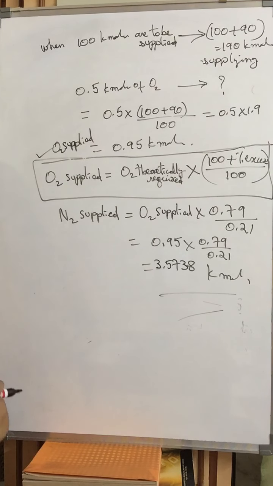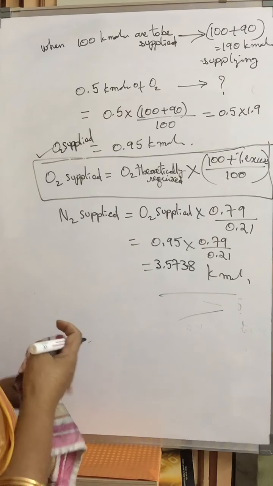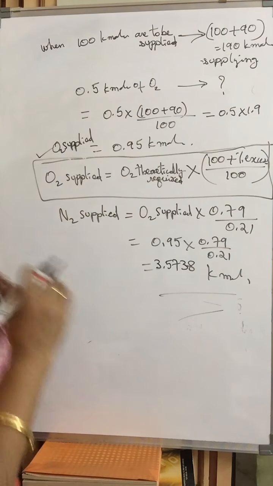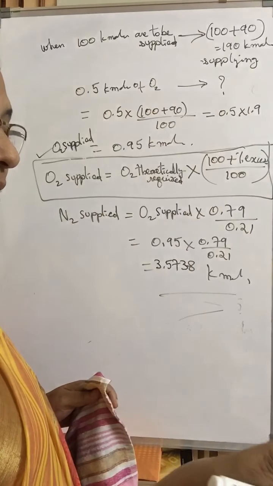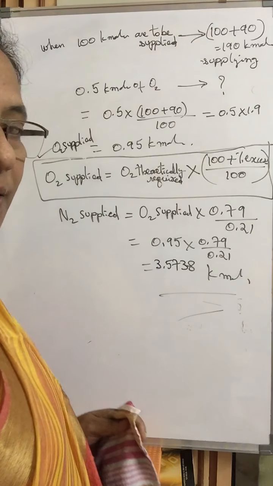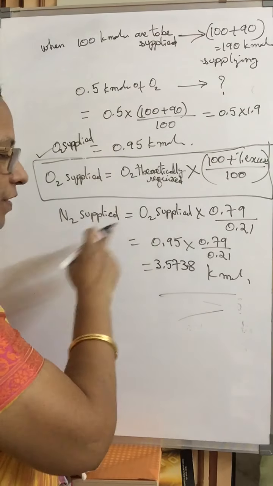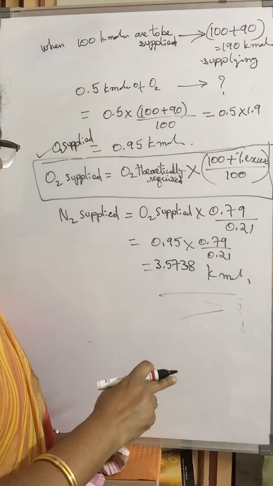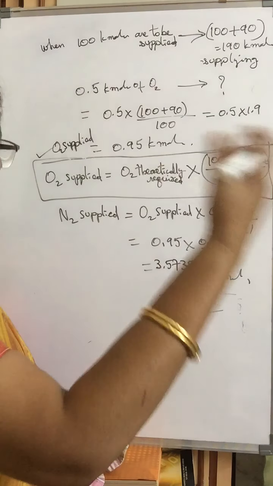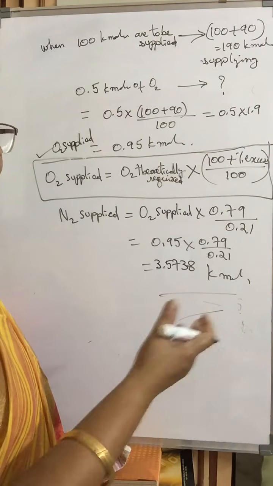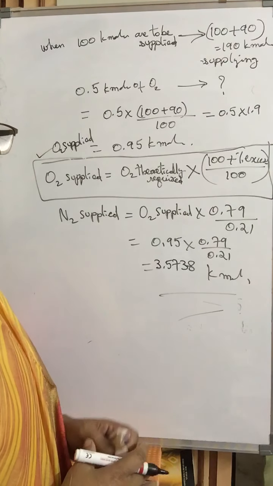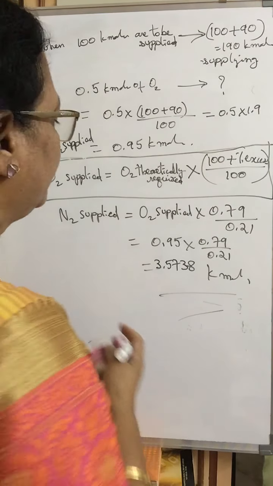This is how to calculate the supplied amounts. So when we write the material balance for nitrogen, first we need to calculate nitrogen supplied. Then the same amount will be leaving the reactor because nitrogen is not participating in the reaction.